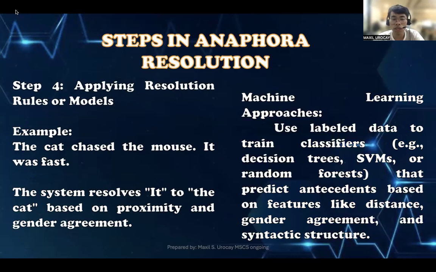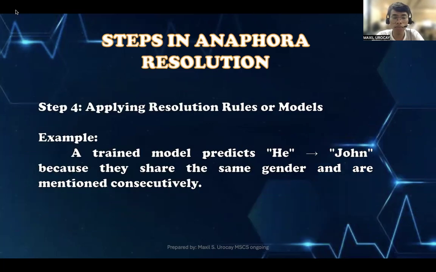And for those machine learning approaches, you are able to use a labeled data set to train classifiers like decision trees, SVM that we've discussed, or a random forest that will predict the antecedents based on features like the distance, gender agreement, and syntactic structure. So that is how you will work on this. And there will be an example here. A trained model predicts John because they share the same gender and are mentioned consecutively. That is a good example in terms of this one.